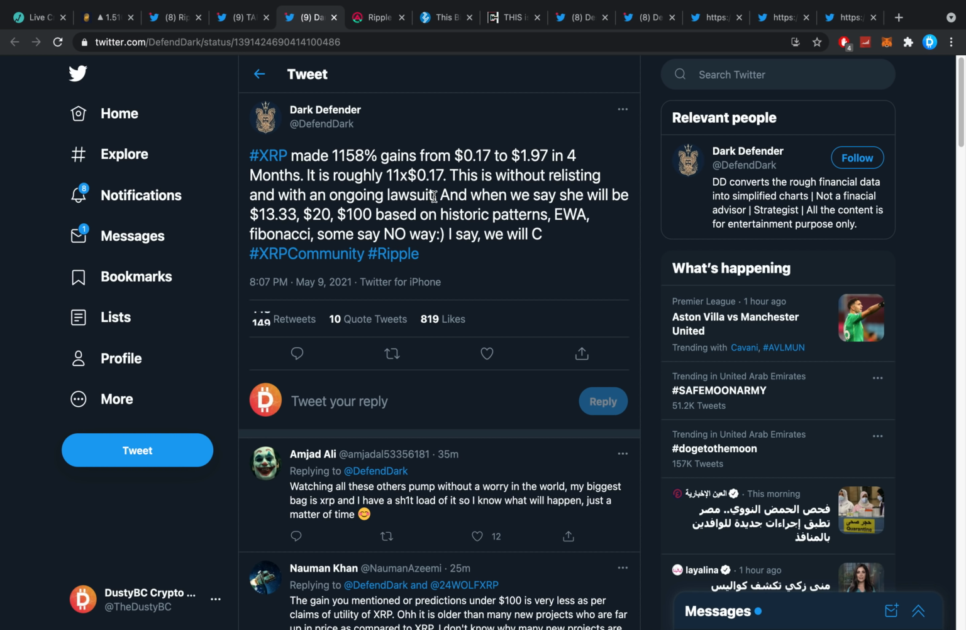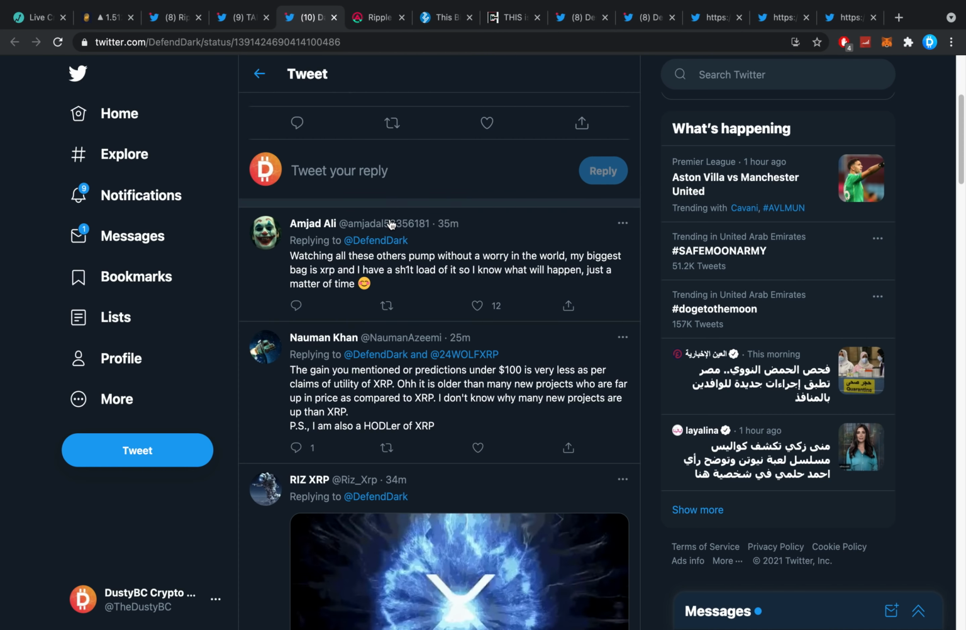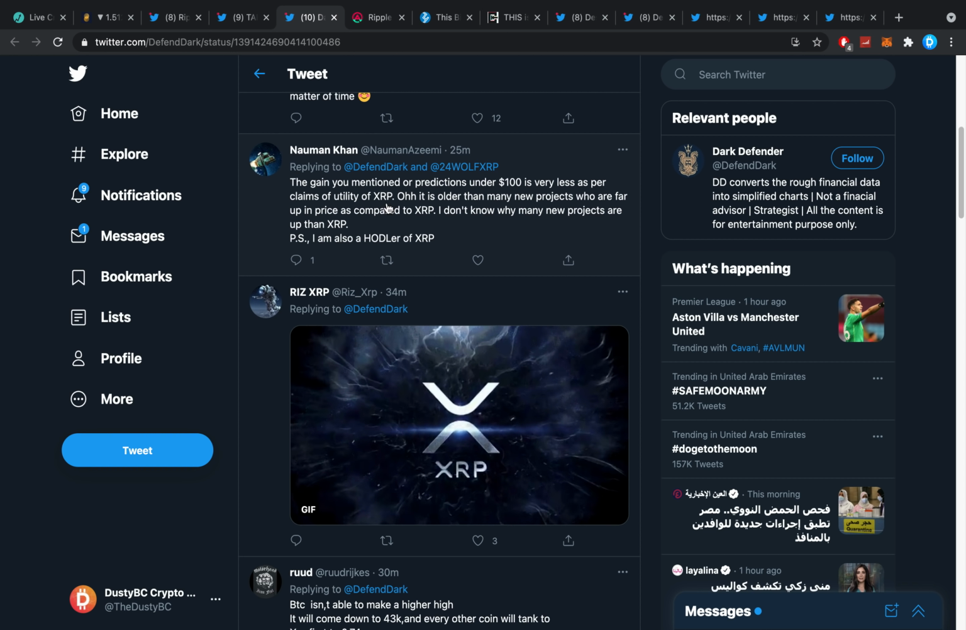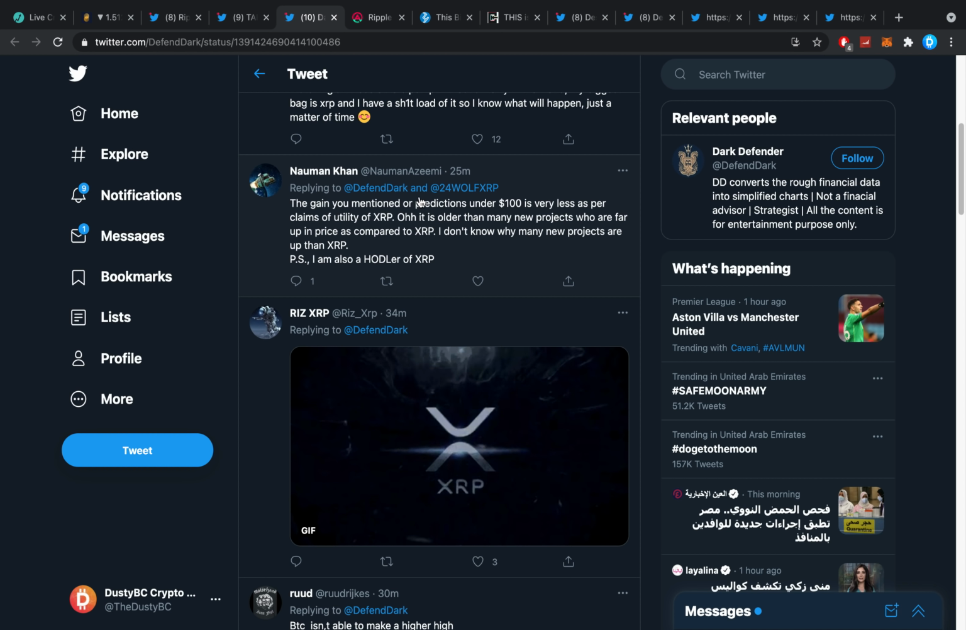And when we say she will be $13.33, $20, $100 based on historic patterns, Elliott wave analysis, Fibonacci, some say no way. I say we will see, maybe wave C of the Elliott wave analysis. I'm not exactly sure, but I do firmly believe that a lot of this is really just going on easily. And people say, please, just be realistic.